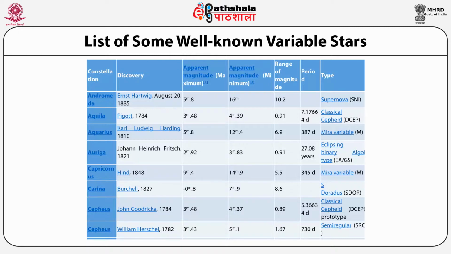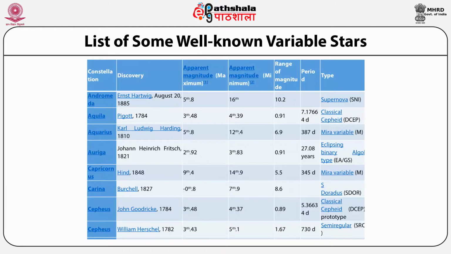In the third row, we have the apparent magnitude, and in the fourth row, we have the other magnitude, which is a minimum number. In the apparent magnitude, we have the maximum. Here we have the minimum magnitude, and then in another row, we have the range of magnitude, and then the period of its oscillation and also the type of this variable.